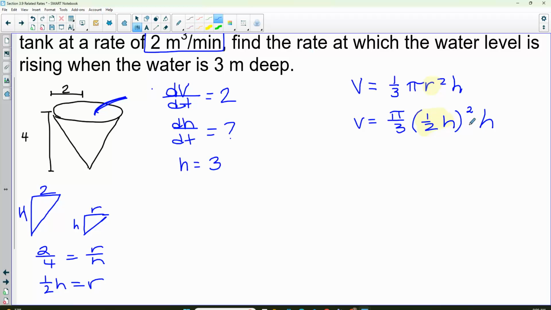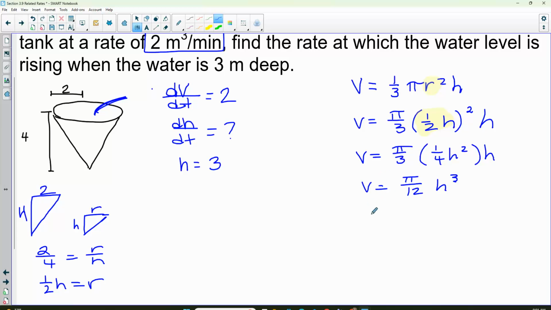to 1/2 h. Any simplifying we can do before the derivative is helpful here. So if I square that, I get 1/4 h squared times h, or pi over 12 h cubed. So this one had more work on the front end, but now we're ready to do the derivative, and it's going to be pretty nice.